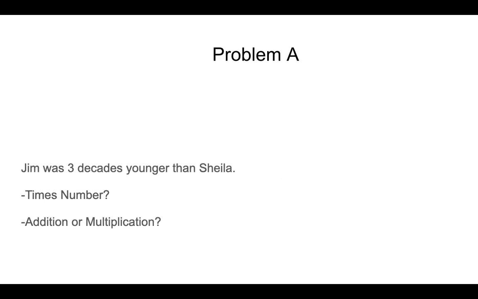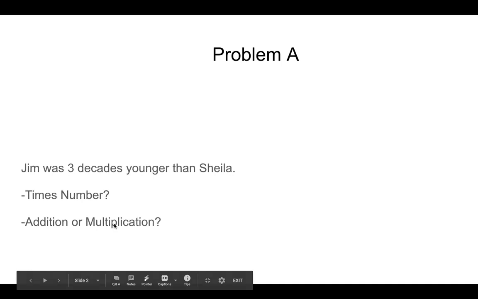Problem A. Jim was 3 decades younger than Sheila. Does this sentence have a times number? So when I snap, you're going to say yes or no. No, the sentence does not have a times number. If it doesn't have a times number, is that an addition or multiplication sentence? When I snap, you're going to think or say the answer.